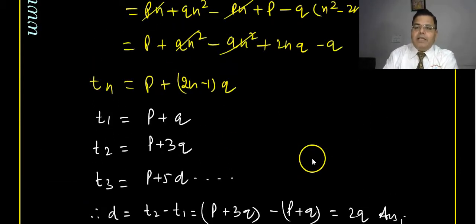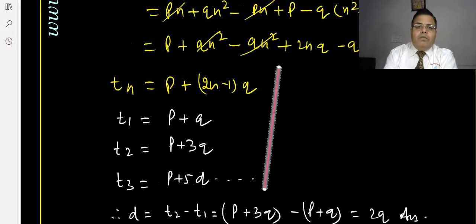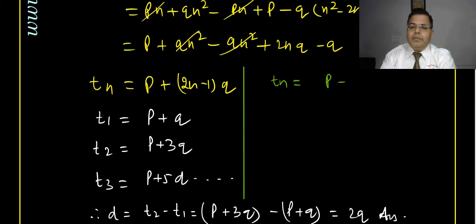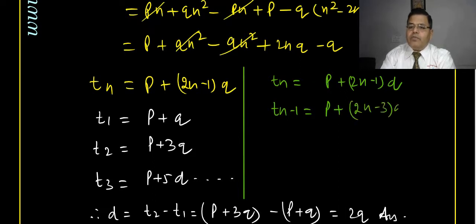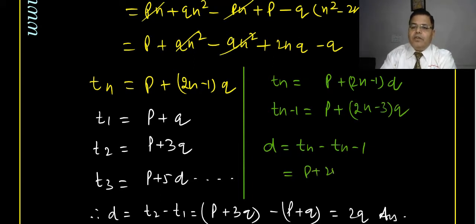Alternatively, one can do like this also. There is some other method, an alternative method that can be obtained also. Tn is given, P plus 2n minus 1 into Q, and Tn minus 1 is P plus, in place of n we can write n minus 1, so that will be 2n minus 3 into Q. And now d is equal to Tn minus Tn minus 1. If you subtract these two, you will get 2Q, because P and P cancel and 2n minus 2n cancel, minus 1 plus 3, that will be 2Q. So here you can write the answer directly as 2Q. That will be the answer.